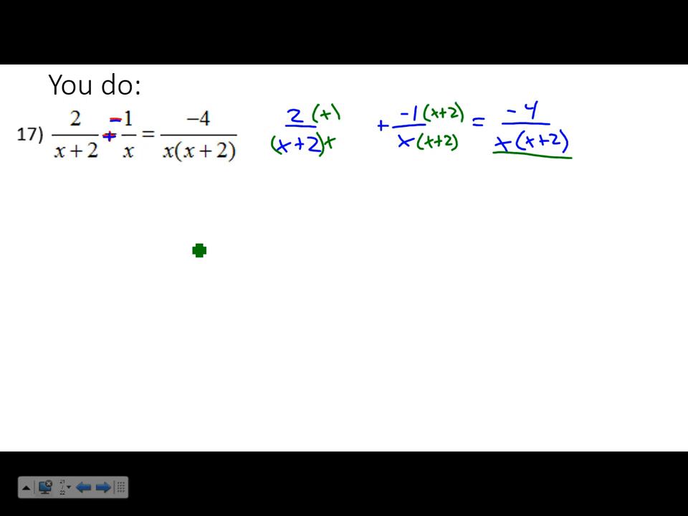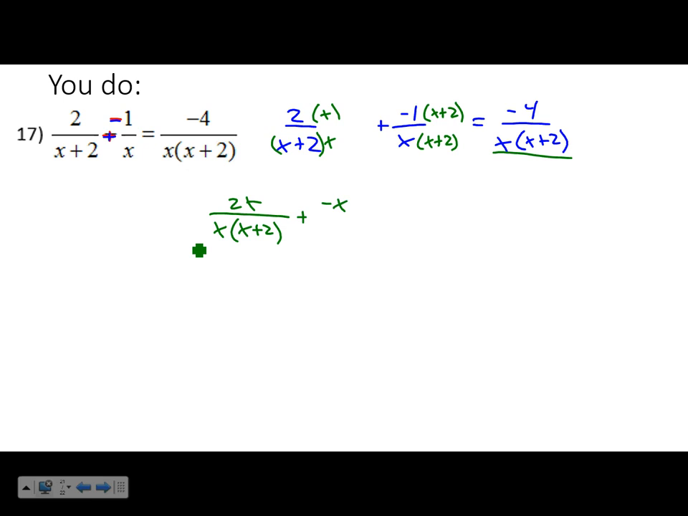This one has both of those, so now they all match. So we have 2x over x. Well, you don't have to multiply that, sorry. You can multiply that, x squared plus 2x if you want. I'm not going to worry about it because that's a little extra work.